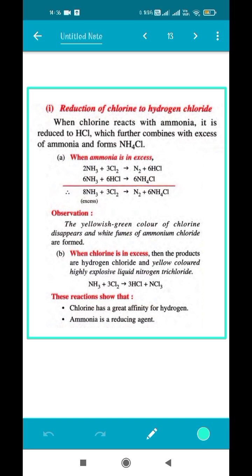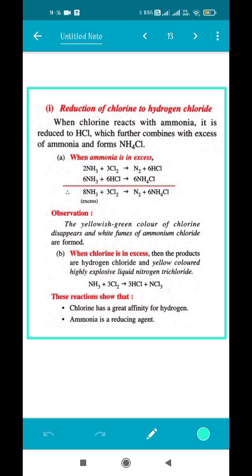Whenever chlorine used in the reaction is in excess, HCl, hydrogen chloride gas, is formed. Along with that we are getting a highly explosive liquid. It is not a solid, it is not a gas, it is a liquid. It is called nitrogen trichloride, NCl3. So this happens when chlorine is present in larger amount.